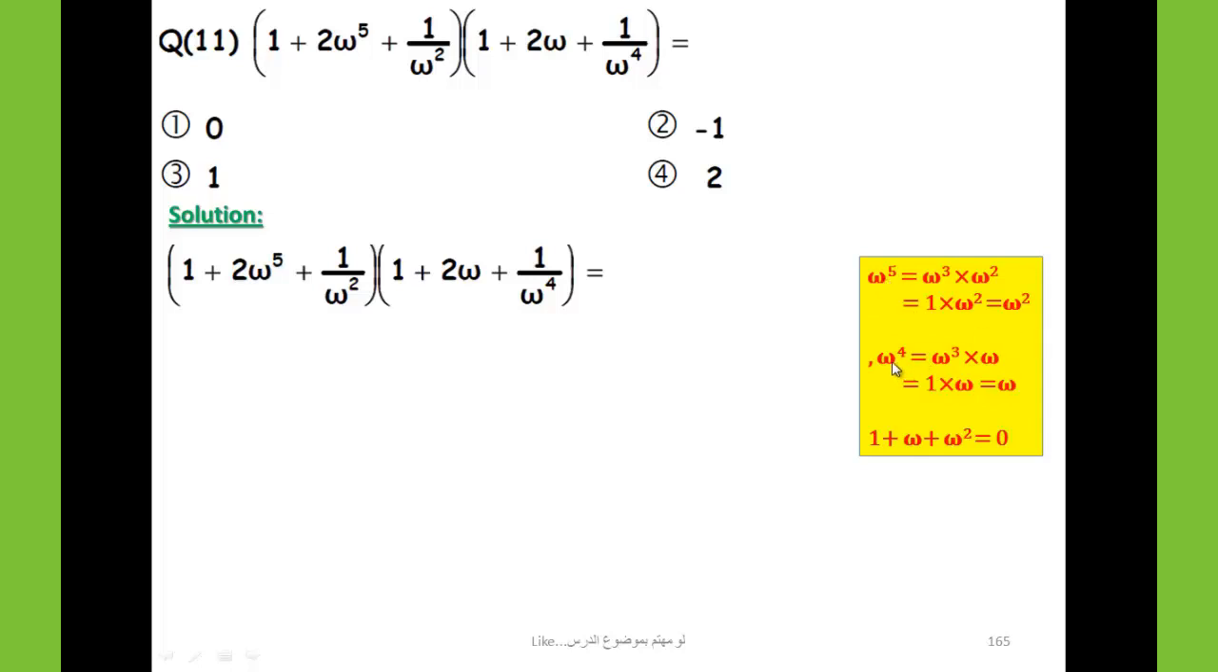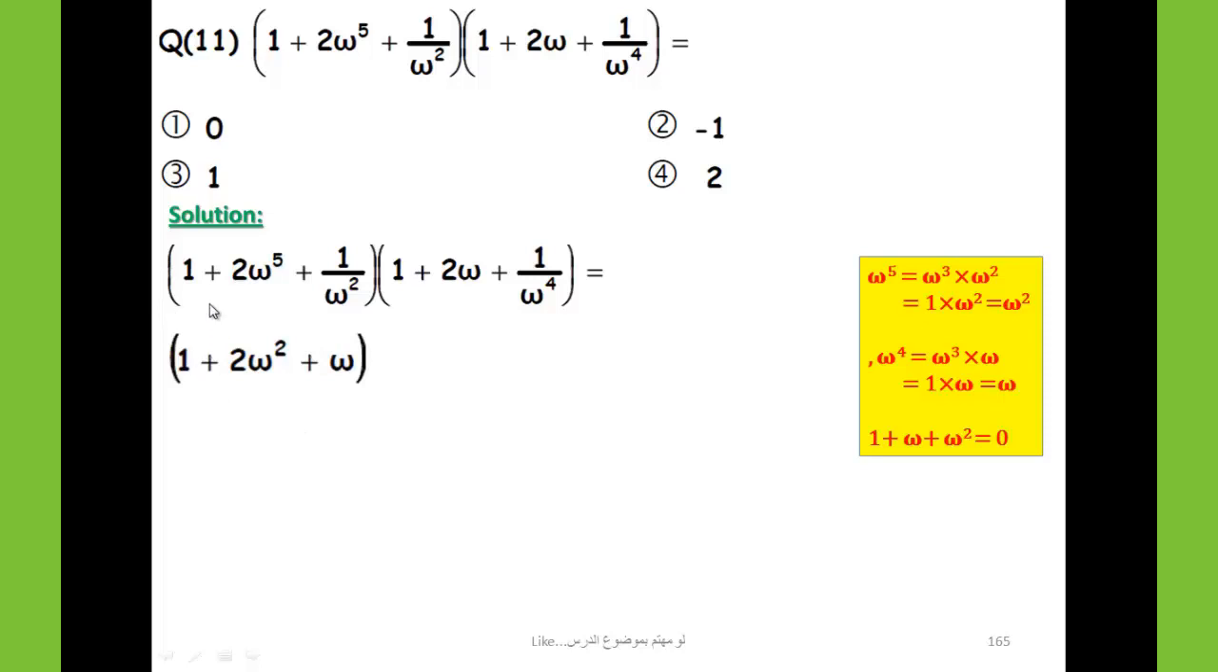Also omega to the power 4 equals omega. And since 1 plus omega plus omega squared equals 0, we can say that 1 plus omega equals negative omega squared, 1 plus omega squared equals negative omega, and omega plus omega squared equals negative 1. And we'll use these properties to solve this problem.